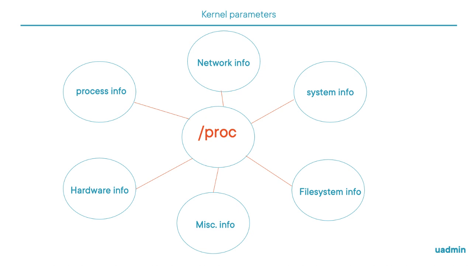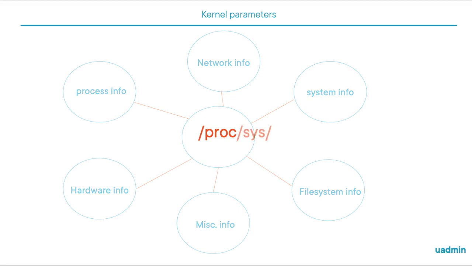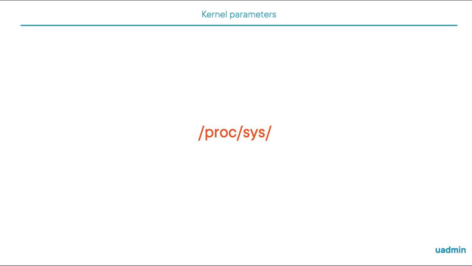/proc also contains kernel parameters, and actually these kernel parameters are stored in /proc/sys. Now obviously you should always be careful with modifying kernel parameters, because you might wreak havoc to your system if you go about changing parameters without really knowing what they're for, or what the result of the change may be. But first find out where these parameters are located in /proc/sys.